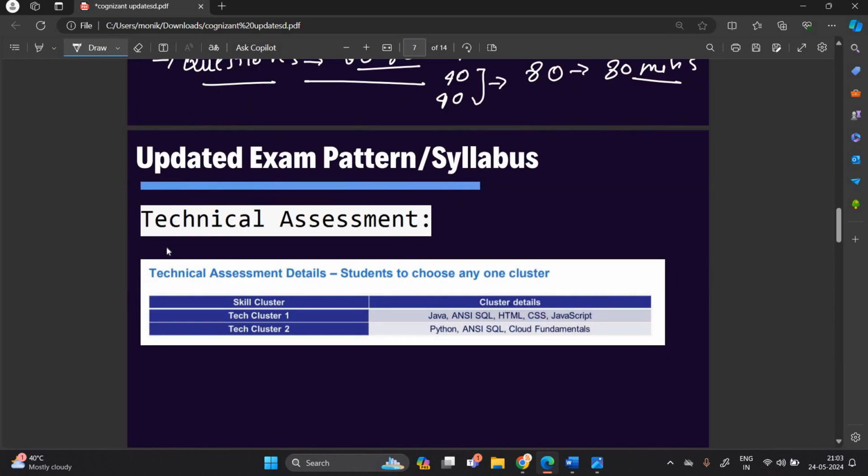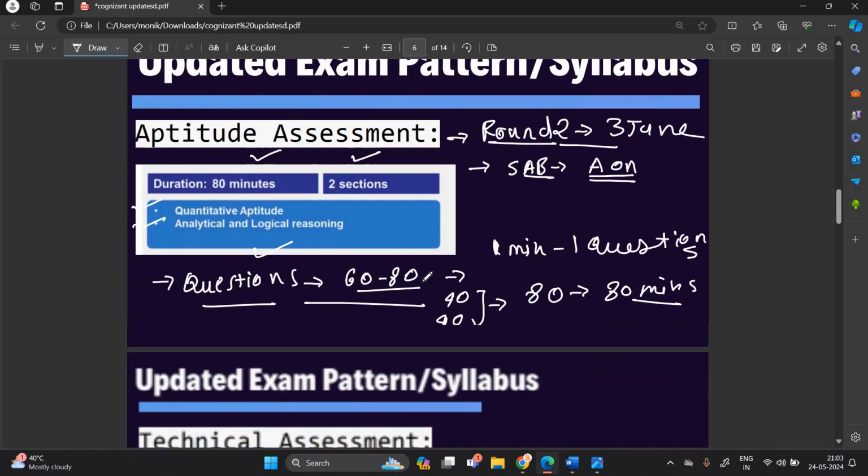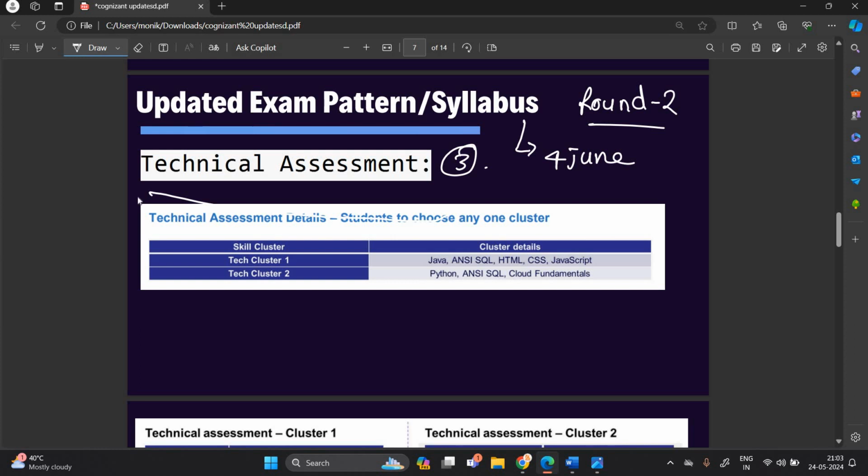Okay, next is related to the technical assessment, which is one of the most important rounds, and it is on 4th June. It also comes in round 2, because this is not round 3. Guys, just see that round 3 is the technical interview, round 2 is aptitude and technical assessment. Both performances are considered. It is skill cluster based. You have to choose cluster 1 or cluster 2, in which Java, NC, SQL, HTML, CSS, JavaScript is there. Python, NC, SQL and cloud fundamentals is there.